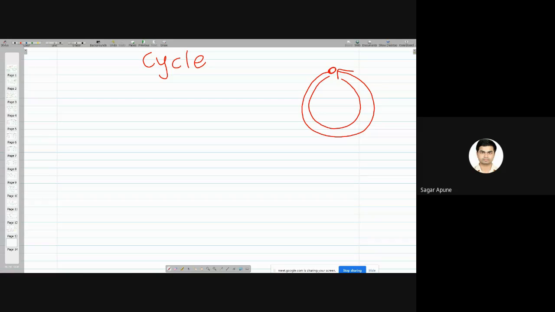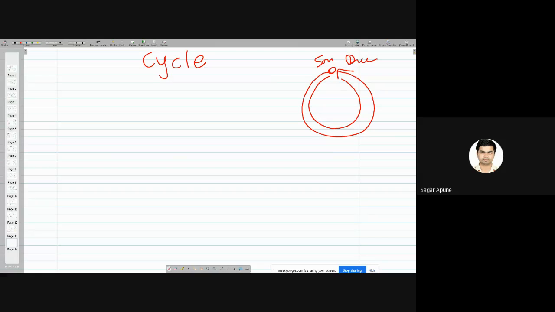Swargate to Pune Station again, the circle. So cycle specifies that your source vertex and destination vertex are the same. That is called a cycle.